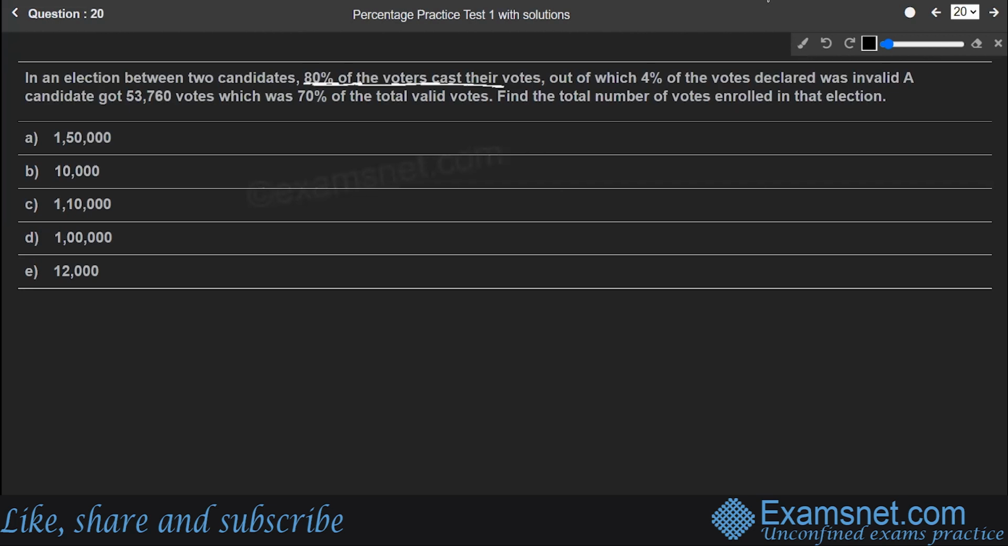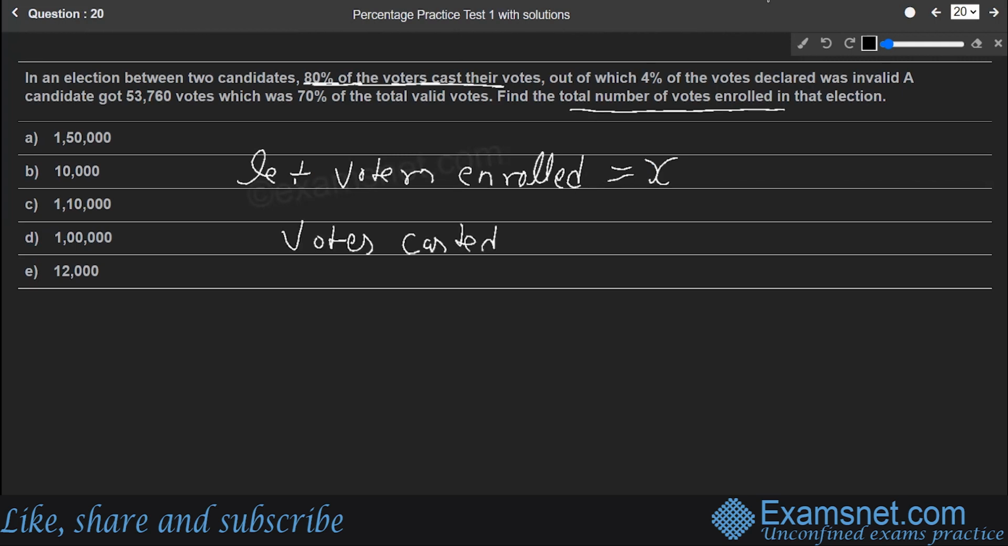We can begin this question by assuming the total number of voters enrolled first. How many voters were enrolled in the list? Let us assume that as X, and then we can rely on X for everything that we are supposed to calculate. Then he says 80% of the voters cast their votes. So how many votes were cast? He says 80%. So 80 by 100 of X.